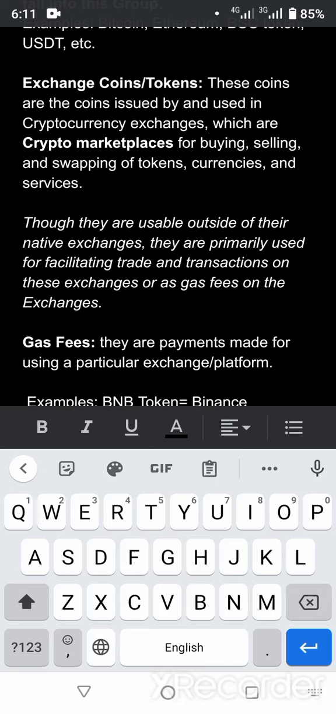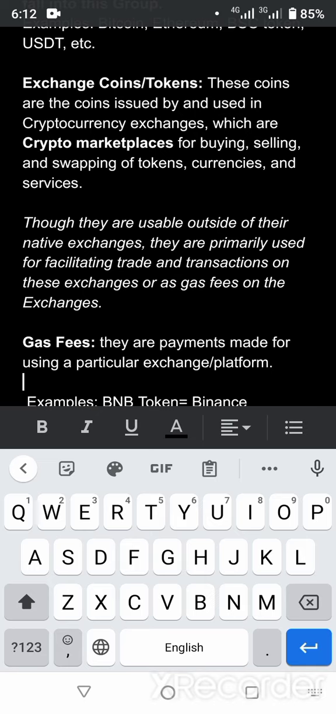For instance, you use Binance to buy Bitcoin. Binance will charge you a little amount of gas fee. If you use Ethereum, gas fees are high. If you use Ethereum to mint an NFT, you pay a little amount of gas fee also. You can use Cardano, just name it. That's just what gas fees are.